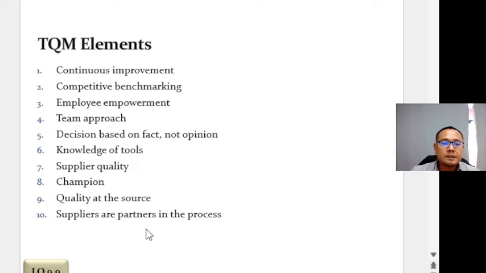and then competitive benchmarking, employee empowerment, team approach, decisions based on fact, not opinion, and knowledge of tools. Then the supplier quality champion. That's a TQM champion's job, to promote the value and importance of TQM principles throughout the company.